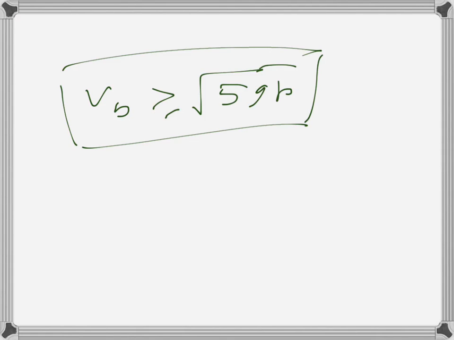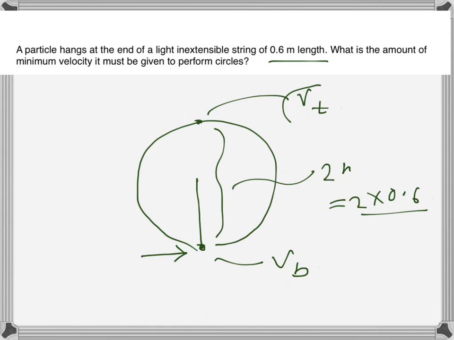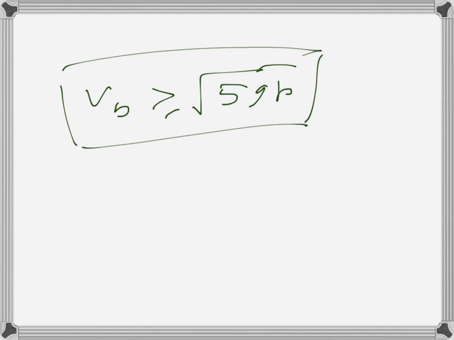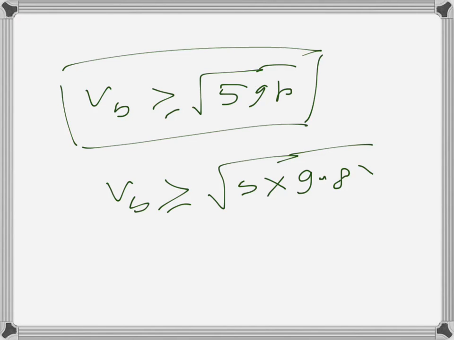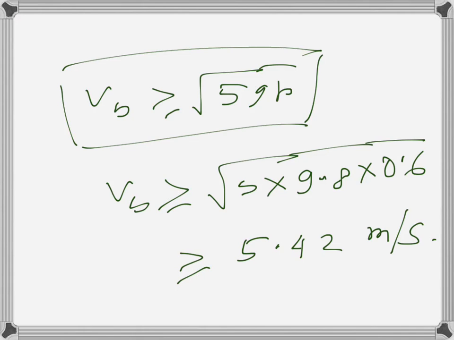So we will now write the values here. So the minimum velocity, this is the velocity because it is at the bottom position, it is just hanging. Now what's the minimum velocity it needs to be given? So that will be Vb greater than or equal to the square root of 5 times g, which is 9.8 meter per second square, times 0.6, that's the radius. So that one gives us 5.42 meter per second. So that's it.